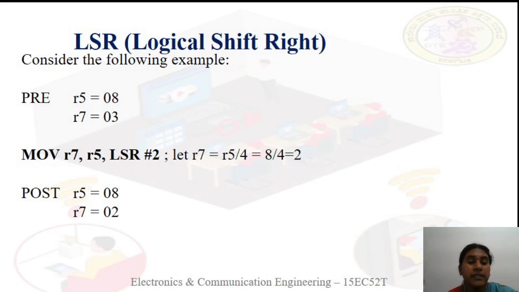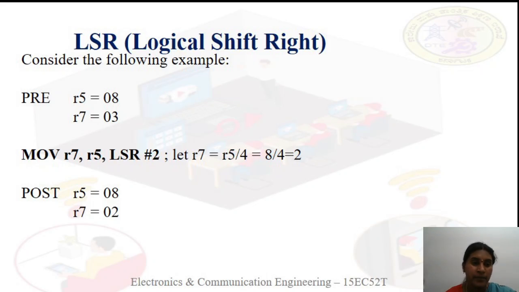You consider this example. R5 is equal to 0x8 and R7 is equal to 0x3. Now consider this instruction: MOV R7, R5, LSR #2. What will it do? You have to logically shift right the content of register R5 by 2. So take this value 0x8, which means 00001000. The first time you shift it, the answer will be 00000100. Next time you shift again: 00000010. So the answer is 2.